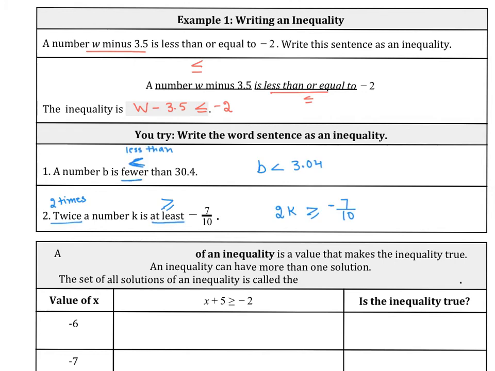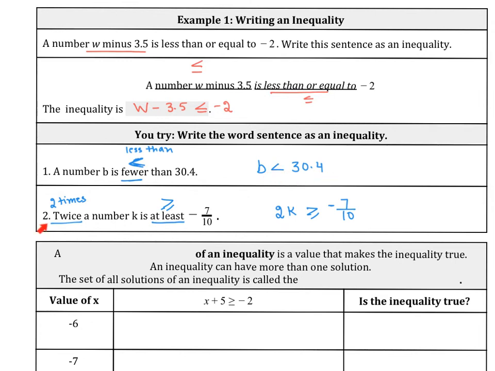So let's discuss number 1 here. A number b is fewer than 30.4. Fewer means less than, so this is the symbol we're going to use. So b is less than 30.4. Write it as an inequality: b is less than 30.4.